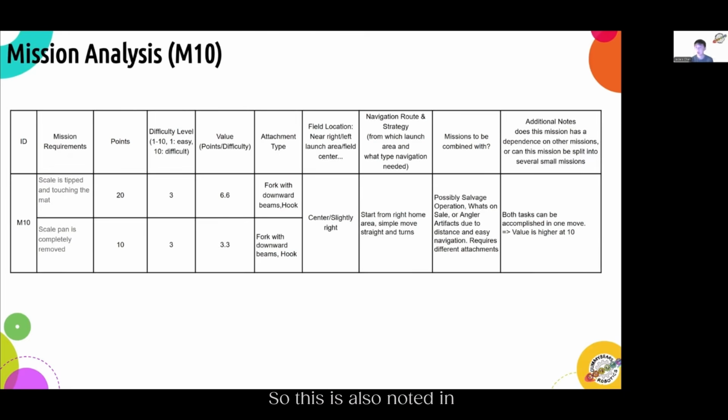So this is also noted in additional notes, which is something that you can use to write down these types of things. So given the difficulty level and the points, we can determine the value, which is just the points divided by difficulty. Each individual task has a different value, but since it can be done at the same time, we can add the values, 6.6 plus 3.3, which is around a value of 10. So this is a pretty good value, and it can provide you quite a bit of points without requiring too much difficulty.